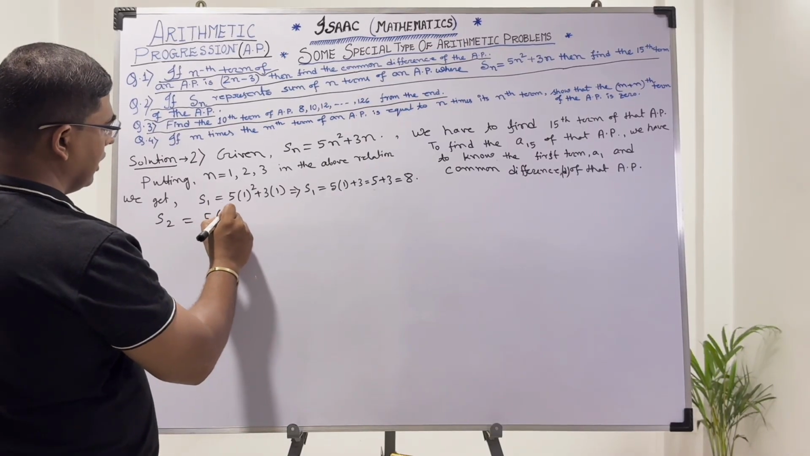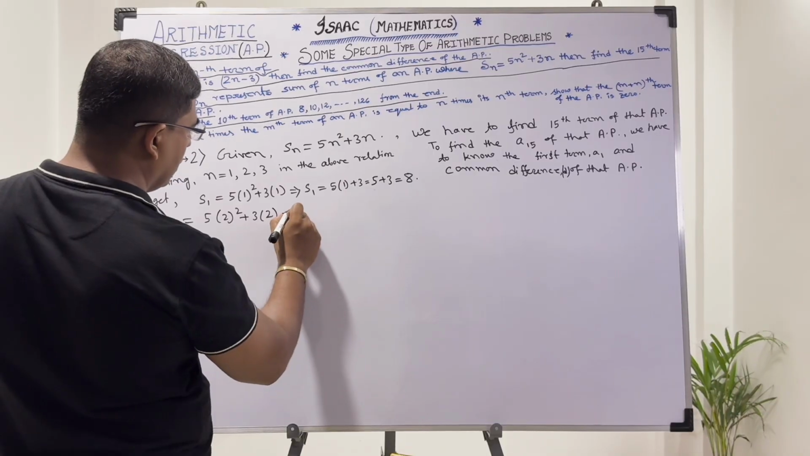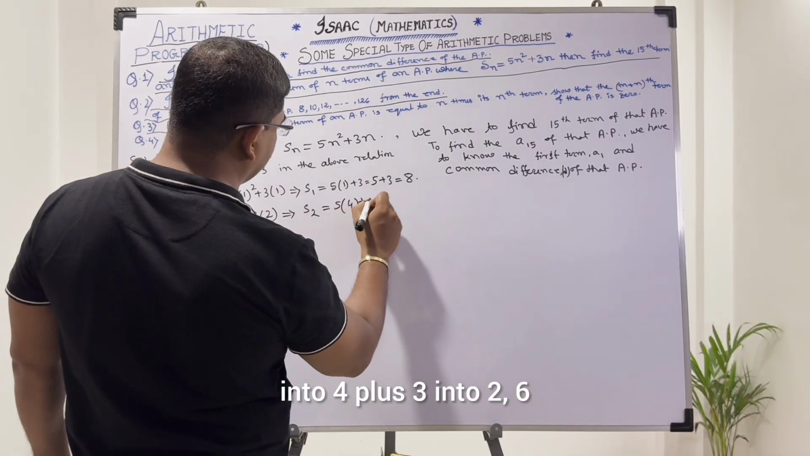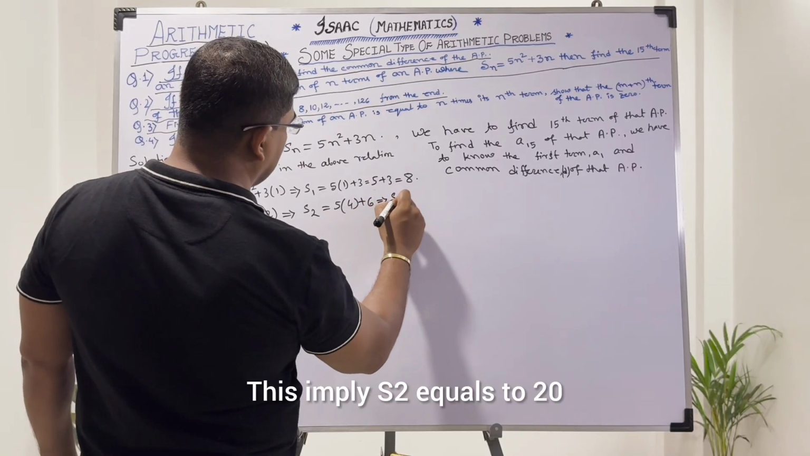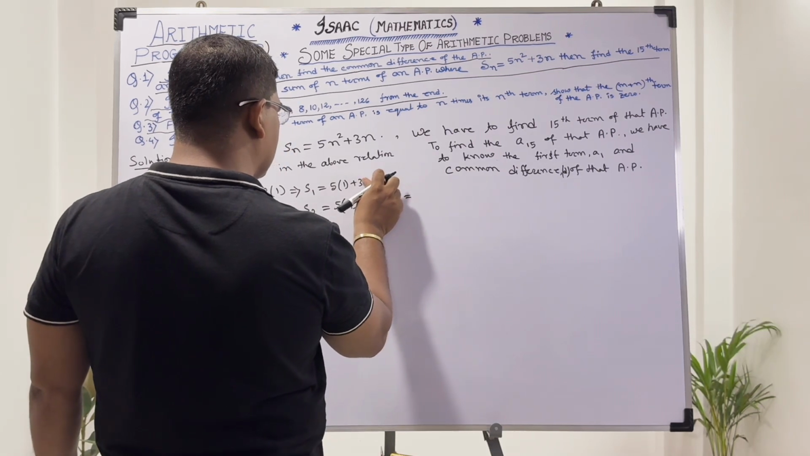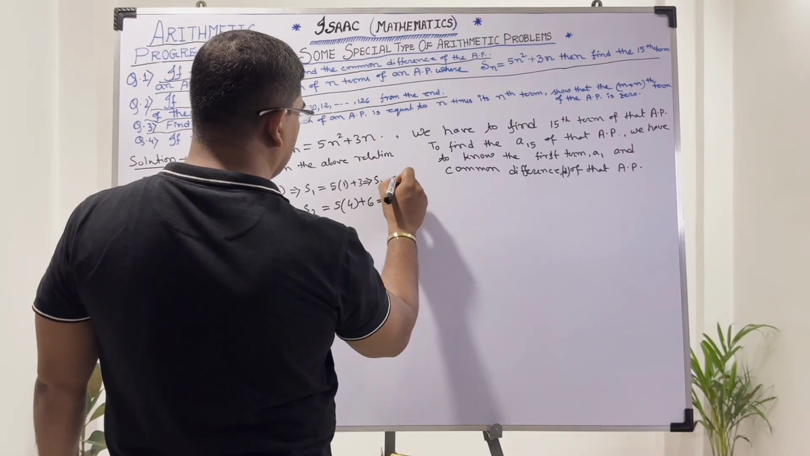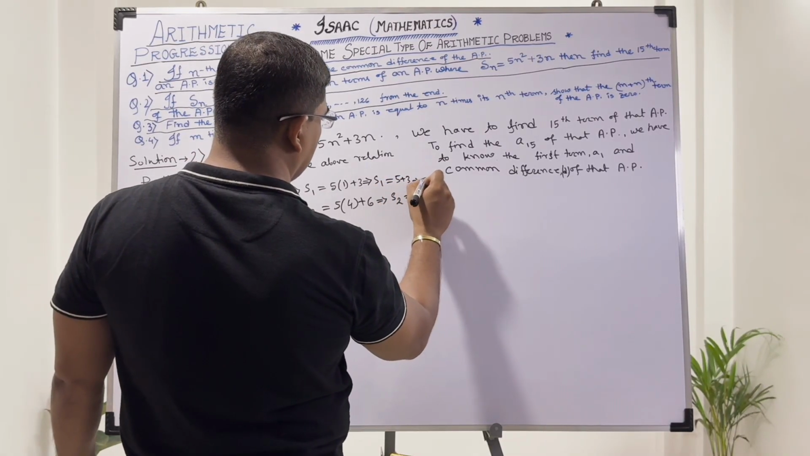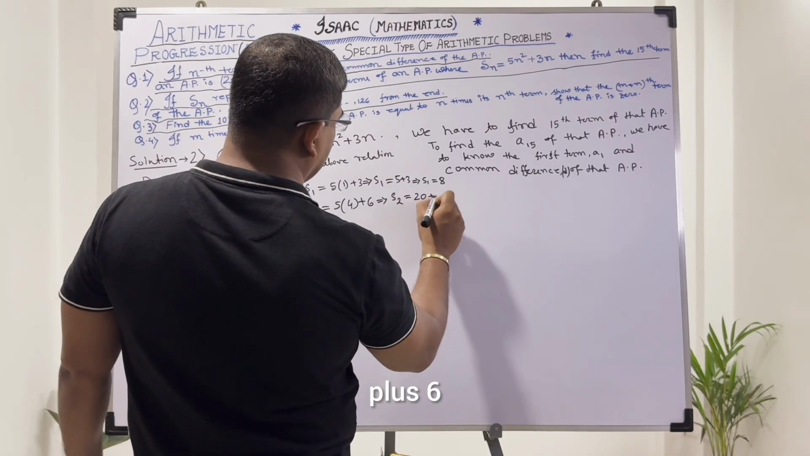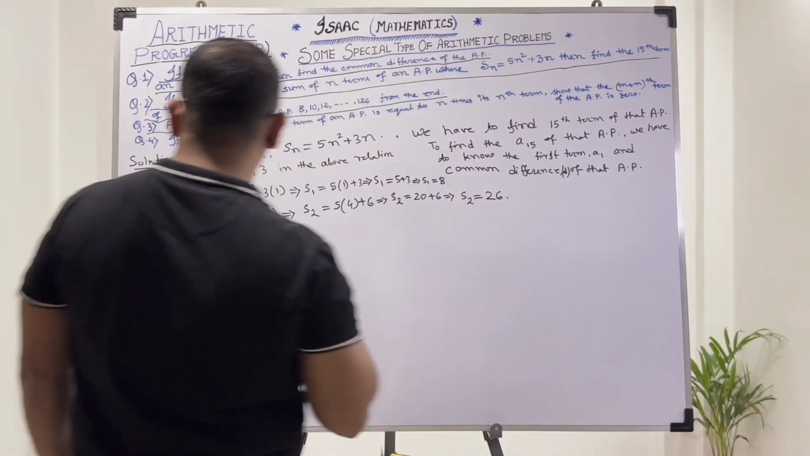S2 equals 5 into 2 square plus 3 into 2. This implies S2 equals 5 into 4 plus 3 into 2, that is 6. This implies S2 equals 20 plus 6. This implies S2 equals 26.